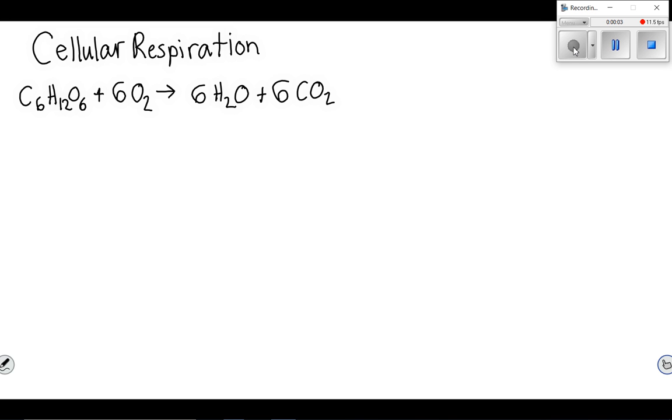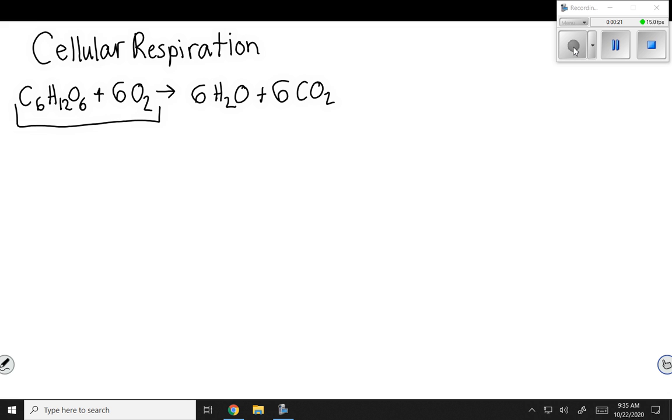Hello, today we're going to talk about cellular respiration in general. So I wrote the equation for cellular respiration up there. Hopefully it looks familiar to you because it's just like the equation for photosynthesis, but it's in reverse. So where did we get this glucose and this oxygen from? From photosynthesis. We get the glucose when we eat plants and we breathe in the oxygen.